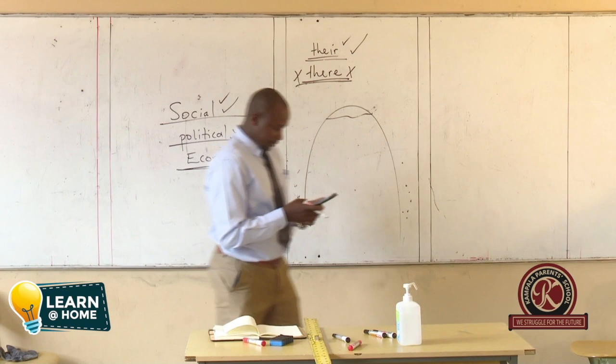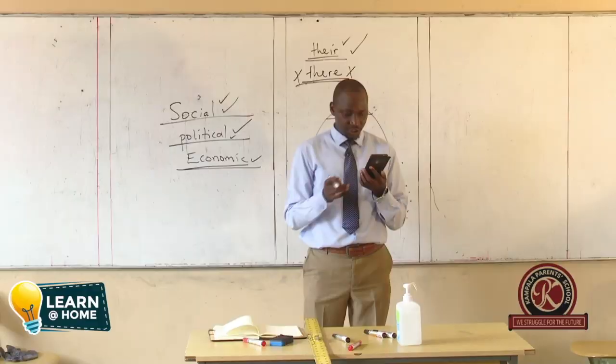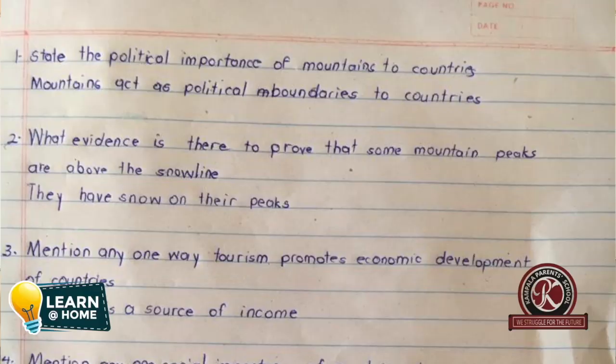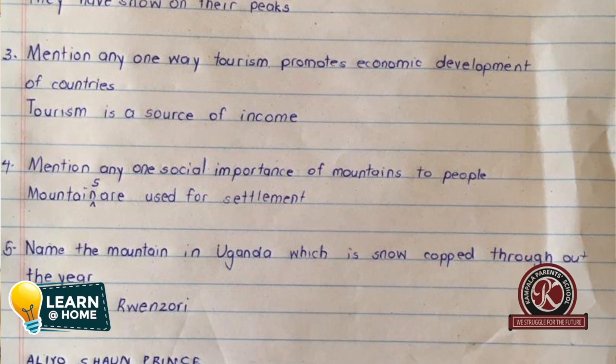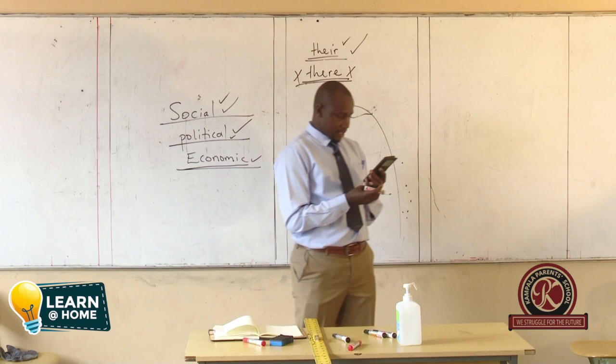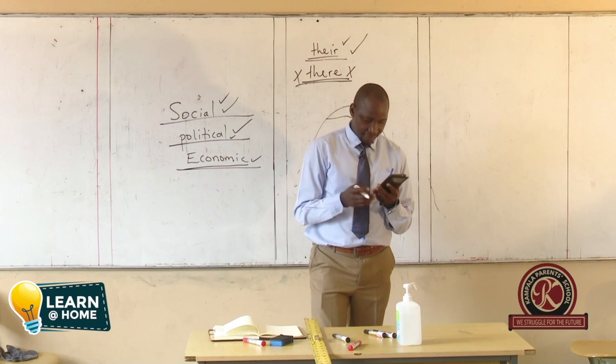We can also look at Aliyo Sean Prince from Makindye Primary School. You're following all the time and you're all submitting your work all the time. We also got work from Kambare Asa. You failed number 3. Let us look at the question and the way you reasoned it.